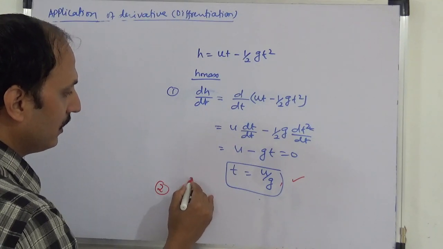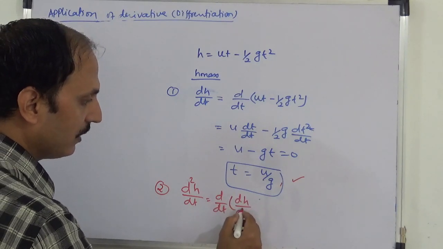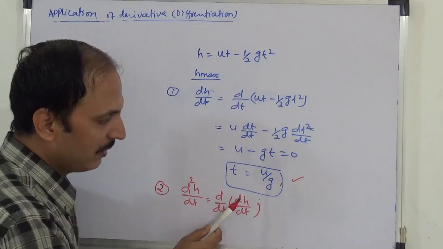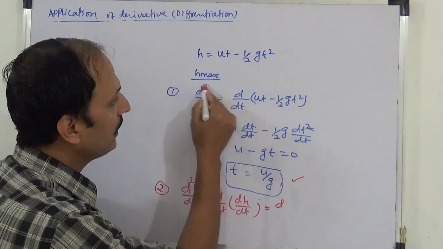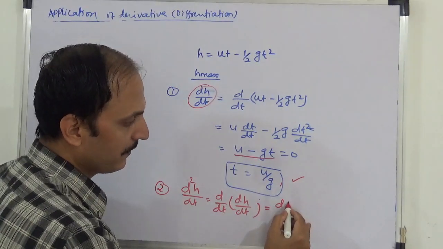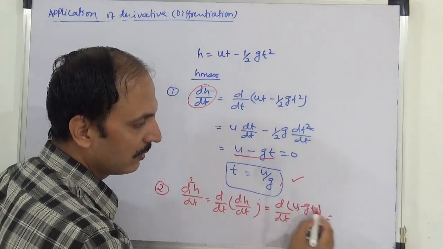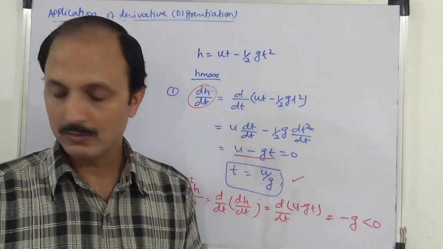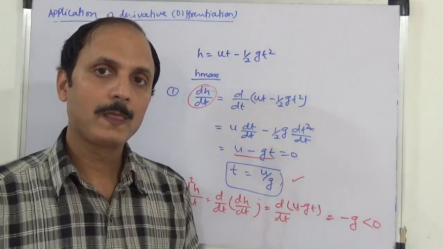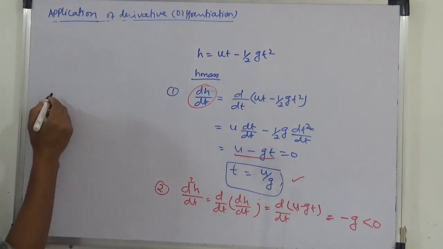Now, what was the second step? Now find d2h by dt square. So that is d by dt of dh by dt. It is the method to write: first we differentiate, again it's a double differentiation. So dh by dt has come, this is u minus gt. If you differentiate inside, 0 minus g, which is less than 0. So minus g is less than 0, so this is always the maximum height. So no need, as I said, for one value, to go for the second step.